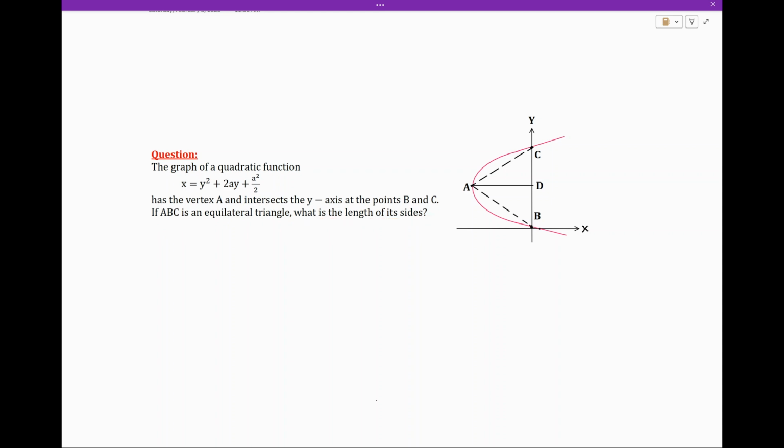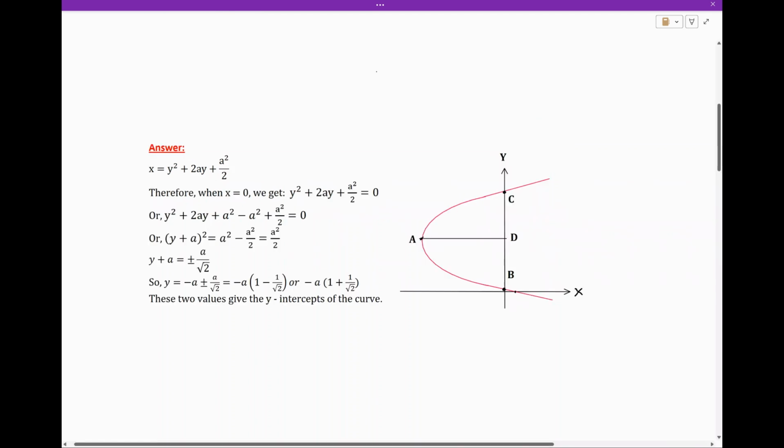The diagram shows that the graph is a parabola with vertex at A and the y-intercepts are points B and C. The given equation is x is equal to y squared plus 2ay plus a squared by 2.